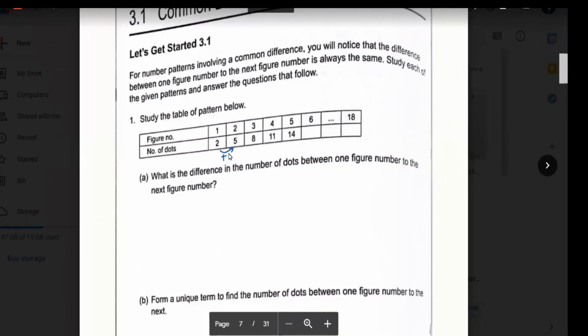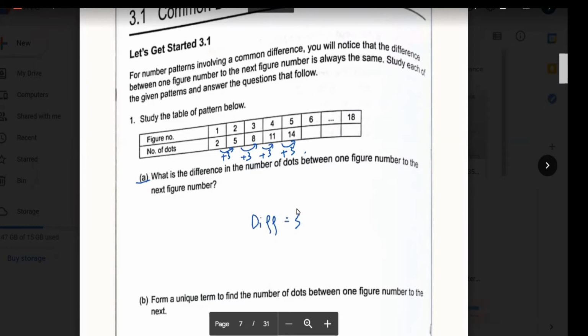We are going through patterns, and the first one we are starting on is constant differences. For constant differences, here to here is +3, here to here is +3, here also +3, here also +3. Because of that, we can tell that it's a constant difference. The first question asks what is the difference in the number of dots between figure 1 and the next figure. So the difference is equal to 3.